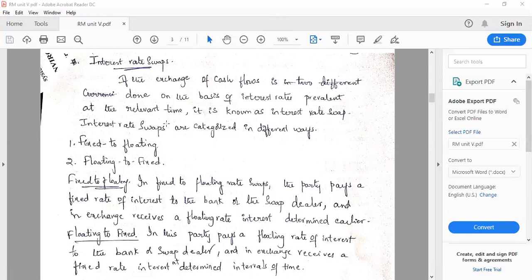Sorry for the disturbance. If the exchange of cash is done on the basis of the interest rate prevalent at the relevant time, it is known as an interest rate swap.